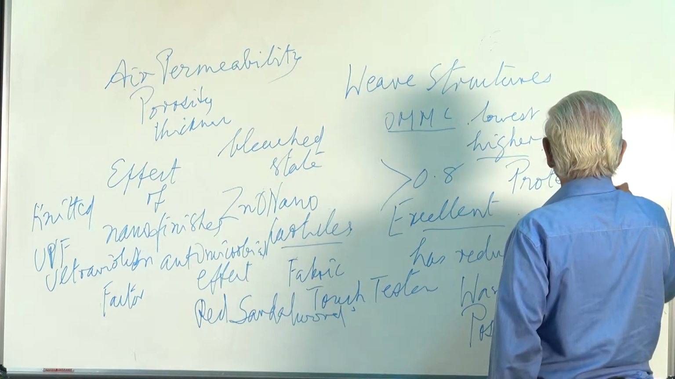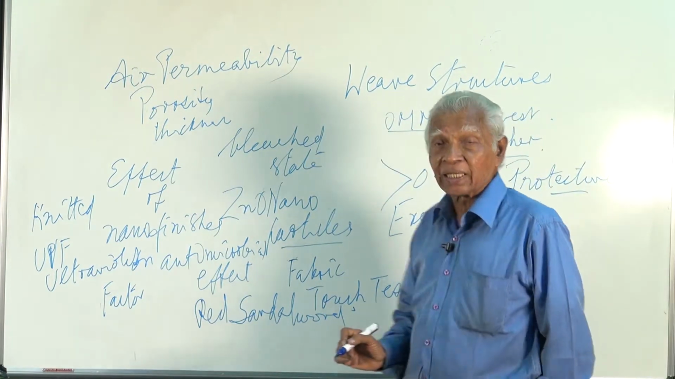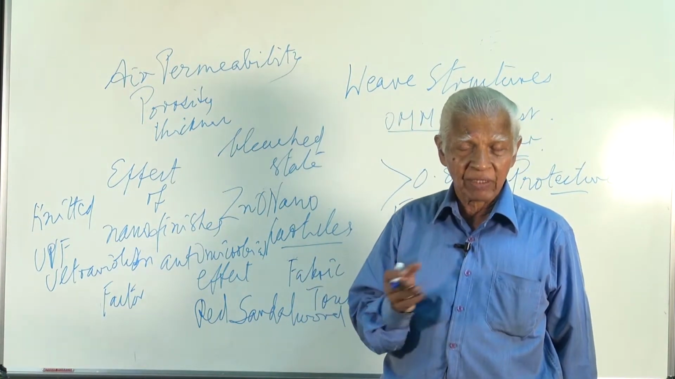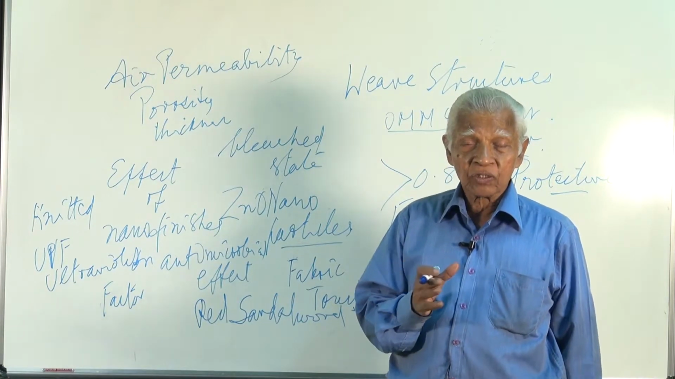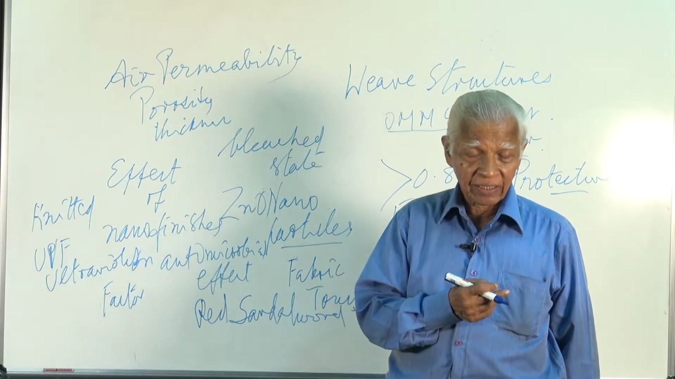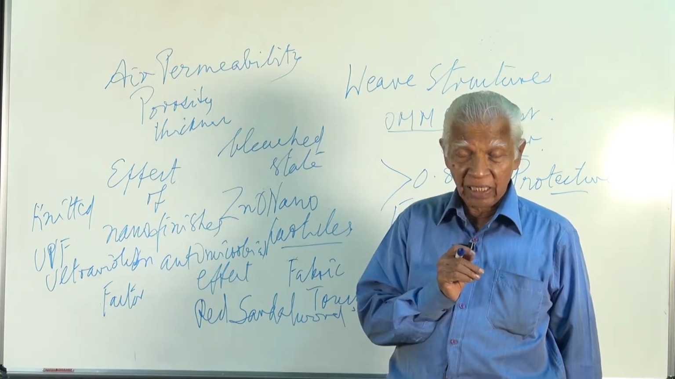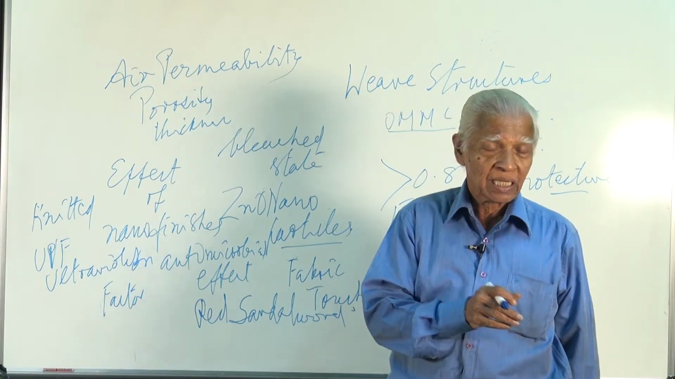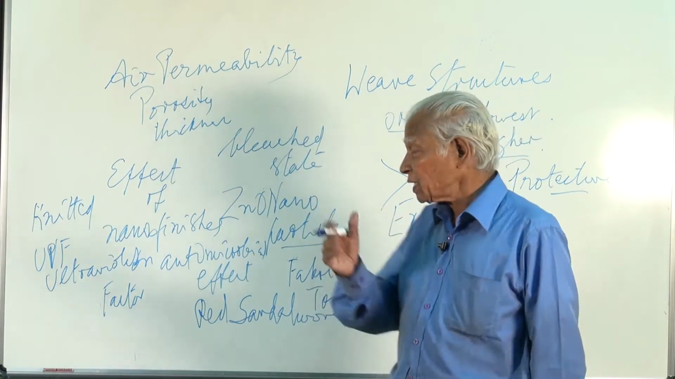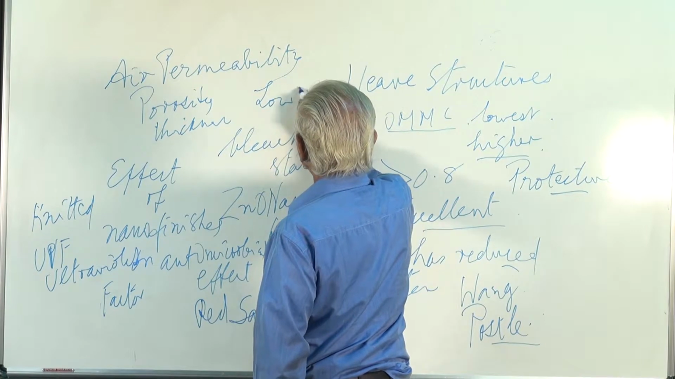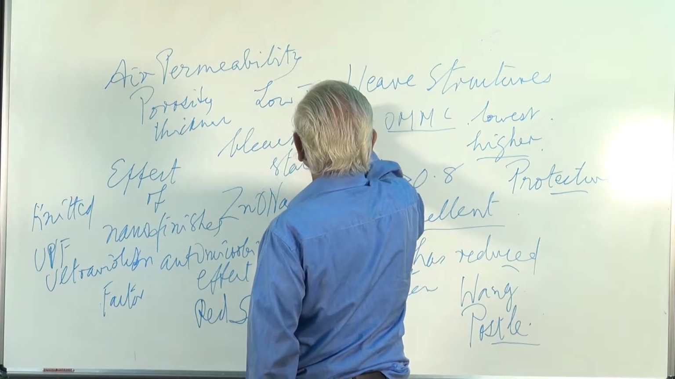In fact, when we talk about protective clothing, it goes without saying that it should have a good UPF, that is ultraviolet protection factor, and also an antimicrobial effect. Now, there are two ways of conferring this antimicrobial effect on the fabric. One is using nanoparticles, the other is using plasma treatment; low temperature plasma treatment has been exploited.